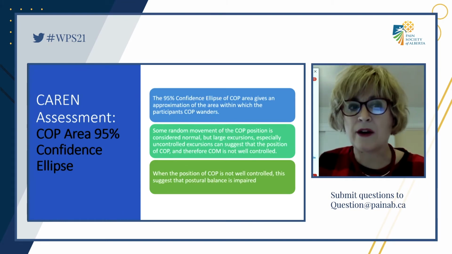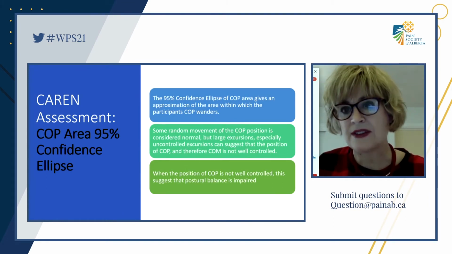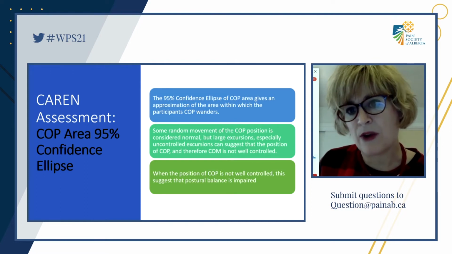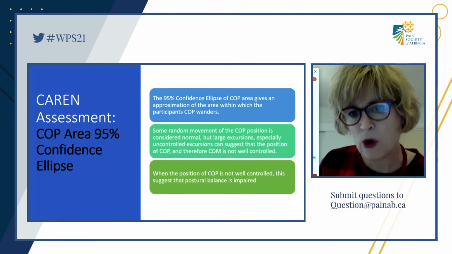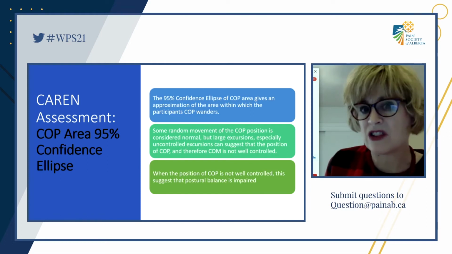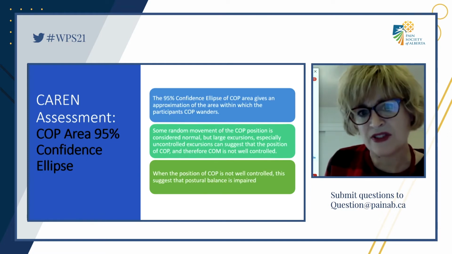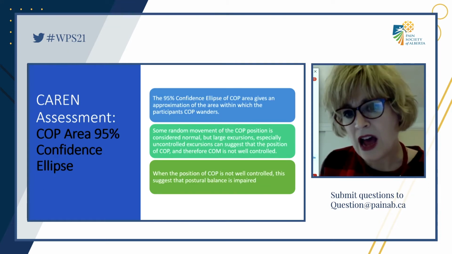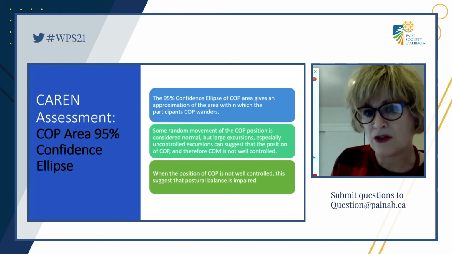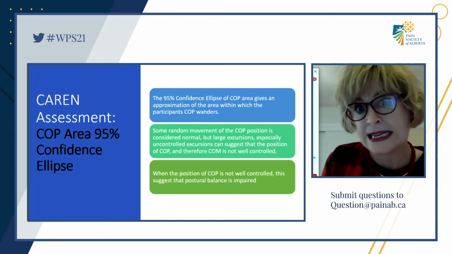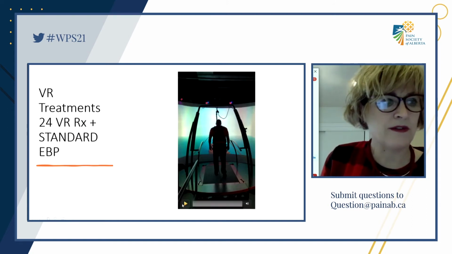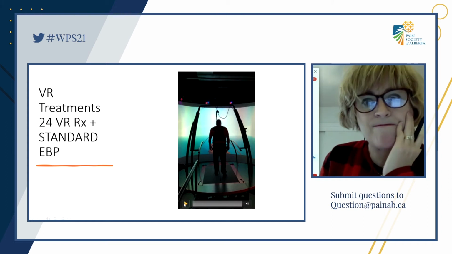We also look at the area of the 95% confidence ellipse, and it gives us an approximation of the area within which the center of pressure wanders. And some random movements of the center of pressure position is expected and is normal, but large excursions, especially uncontrolled excursions, can suggest that the position of the center of pressure, and therefore the center of mass, is not well controlled. And when the position of the center of pressure is not well controlled, this suggests that the postural balance is impaired. So that was a lot of complicated measurements, maybe not for all of you.